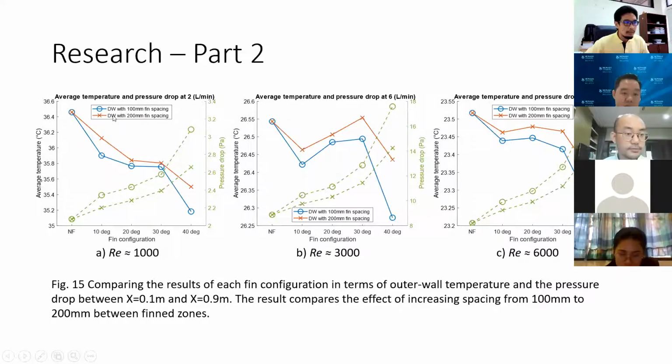So as you can see here, when we decrease the distance from 200 to 100, which is the blue color one, we have better heat transfer performance for all the angles. All right. And this is applicable for Reynolds numbers of 1,000, 3,000, and 6,000 as well.